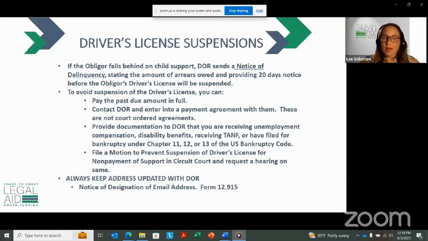And then the fourth way is you can file a motion to prevent suspension of driver's license for non-payment of support in circuit court and request a hearing on it. So you can ask for a hearing in front of a judge and explain to them why you haven't been making your payments and why you need your driver's license. And if the court orders that the license be reinstated, then the department is required to reinstate it.